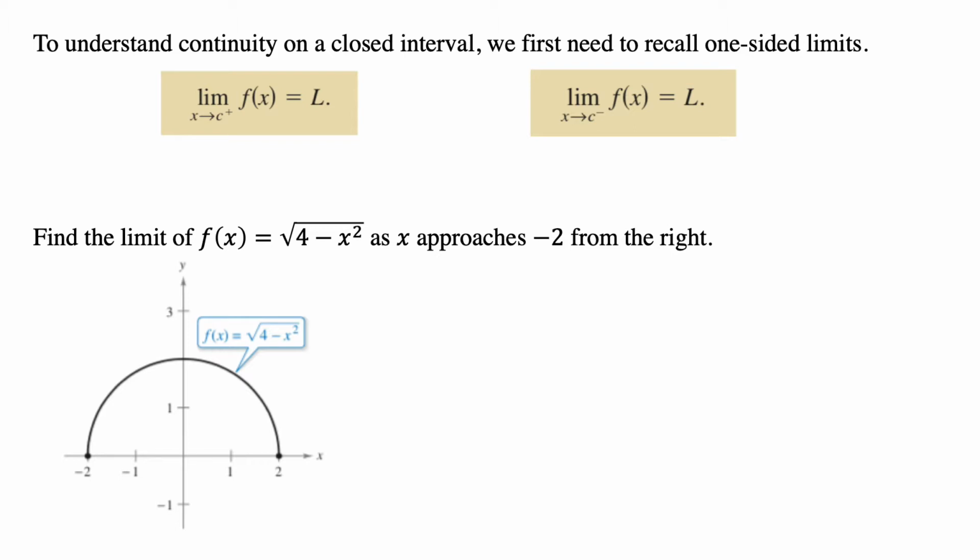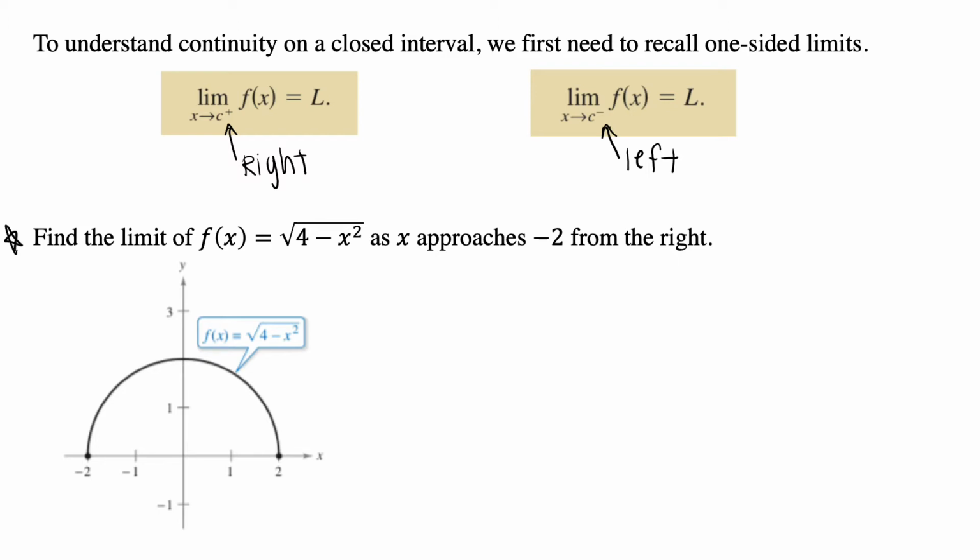So remember, we have two different notations. The limit as x approaches c with this plus superscript means from the right, or from our values that are greater than c, and the limit as x approaches c with this minus sign as our superscript means as we're approaching c from the left-hand side, or from values that are less than c.